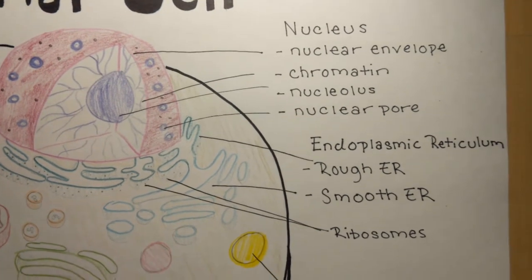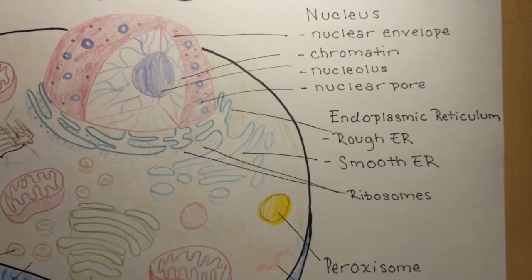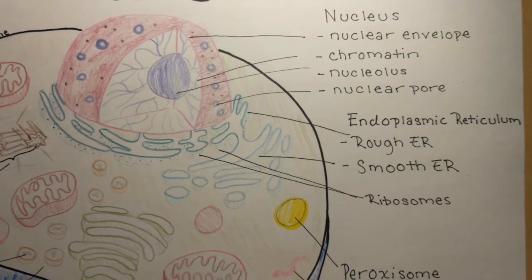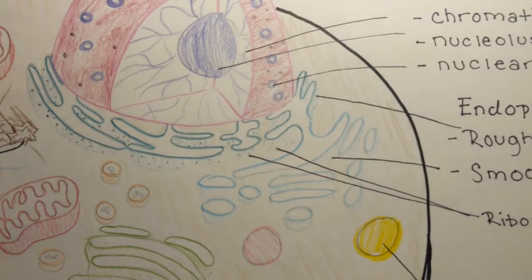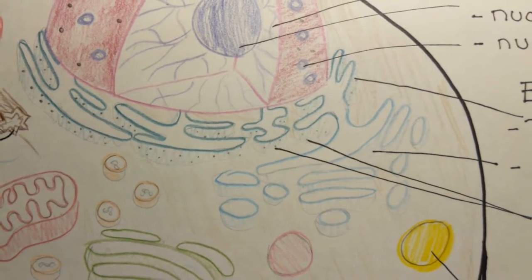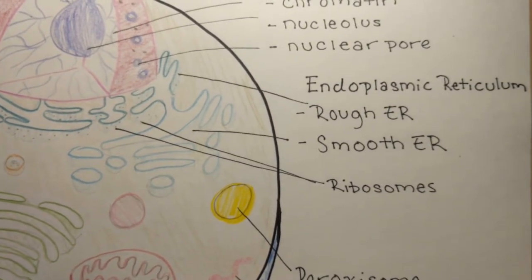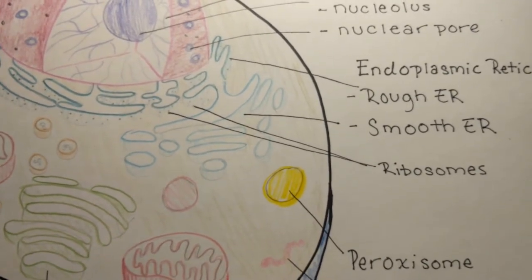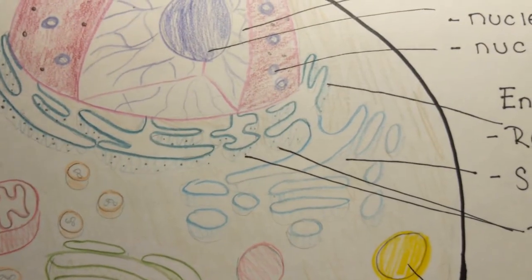The endoplasmic reticulum is located around the nucleus and is responsible for protein and lipid metabolism. There are two kinds. The rough endoplasmic reticulum contains ribosomes, which are responsible for the production of proteins. The smooth endoplasmic reticulum does not contain ribosomes and synthesizes lipid molecules. Ribosomes, which are located throughout the rough endoplasmic reticulum, are particles that carry out protein synthesis.